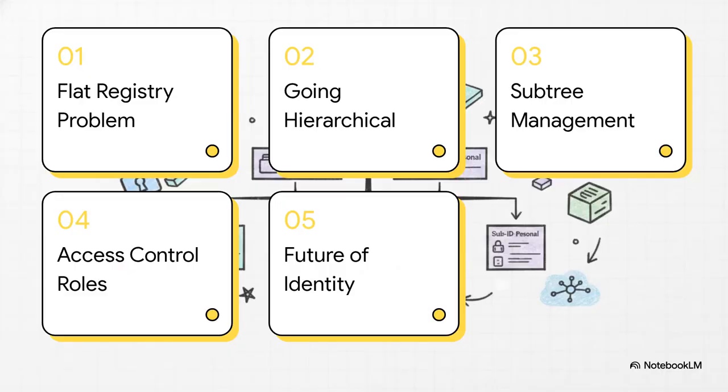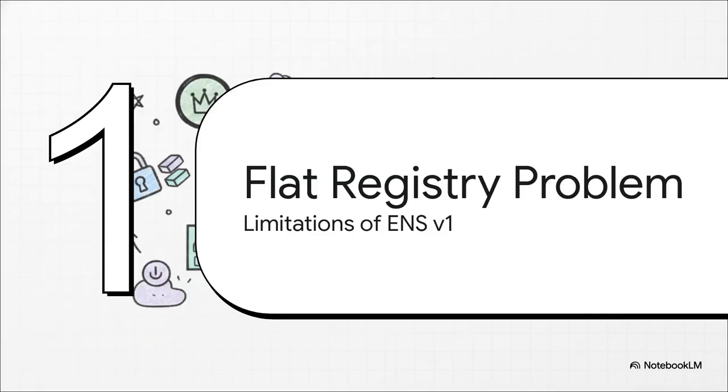Here's our roadmap for today. We're going to cover 1. The flat registry problem. 2. ENS v2, going hierarchical. 3. Instant subtree management. 4. Enhanced access control roles. And finally, 5. The future of on-chain identity. If that sounds like a lot of heavy smart contract architecture, do not worry. We're going to break this whole thing down into perfectly digestible pieces. Let's dive in. Starting off with Part 1, the flat registry problem.